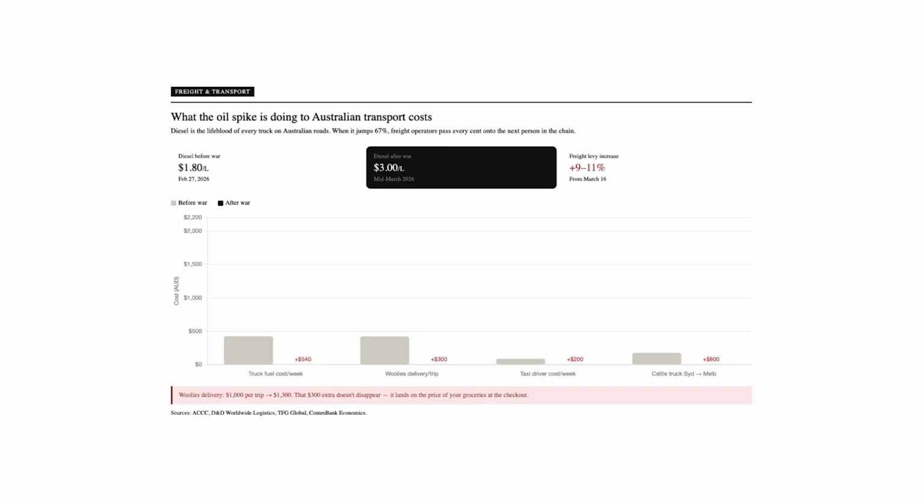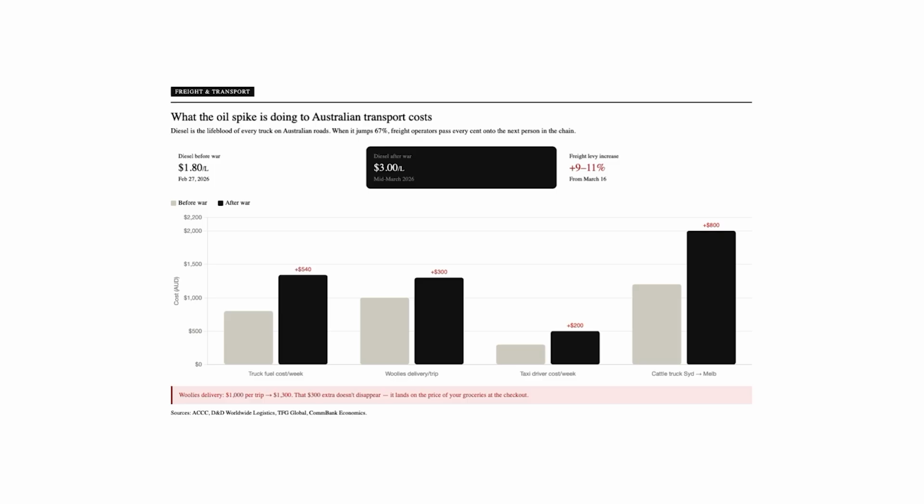So for example, I'm going to deliver something for Woolies, right? Which costs me per trip $1,000, for example, okay? But guess what? Now petrol's going to cost me an extra $300. I'm not going to cop that cost. I'm going to pass that cost onto Woolies, which now instead of charging them $1,000, I'm going to charge them $1,300. Therefore, my margin is not compromised and I'm still making the same amount of money because I've passed that cost onto the next user, which is Woolies, Aldi's, Coles, Kmart, Big W, everything.